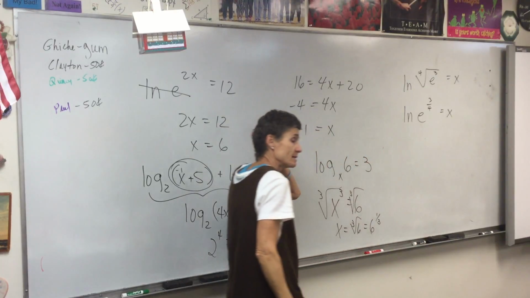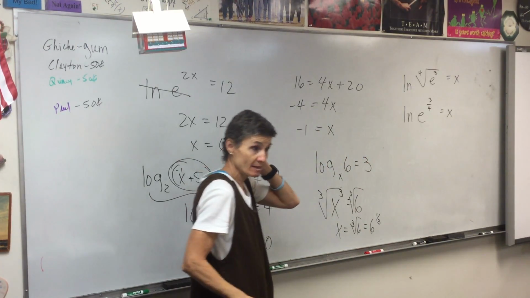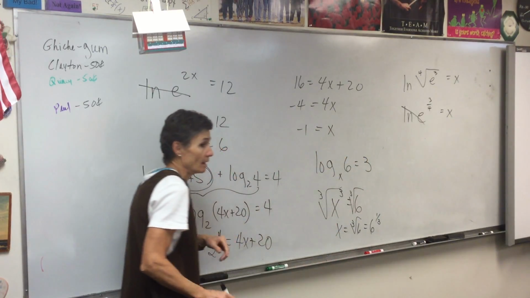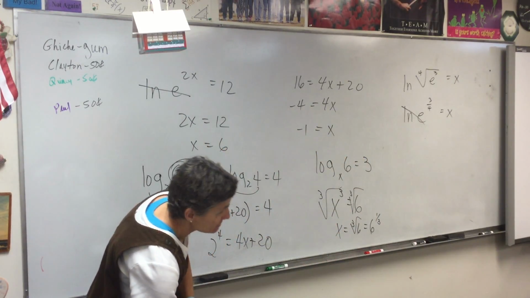Now, what happens to the LN and the E now? They cancel, so what's the answer to the question? 3/4. How easy is that?